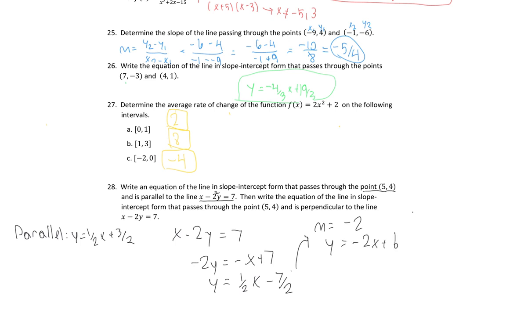And we use the point 5, 4 again. So 4 equals -2 times 5 plus b. So 4 equals -10 plus b. So that means 14 equals b. So our perpendicular is going to be y equals -2x plus 14.